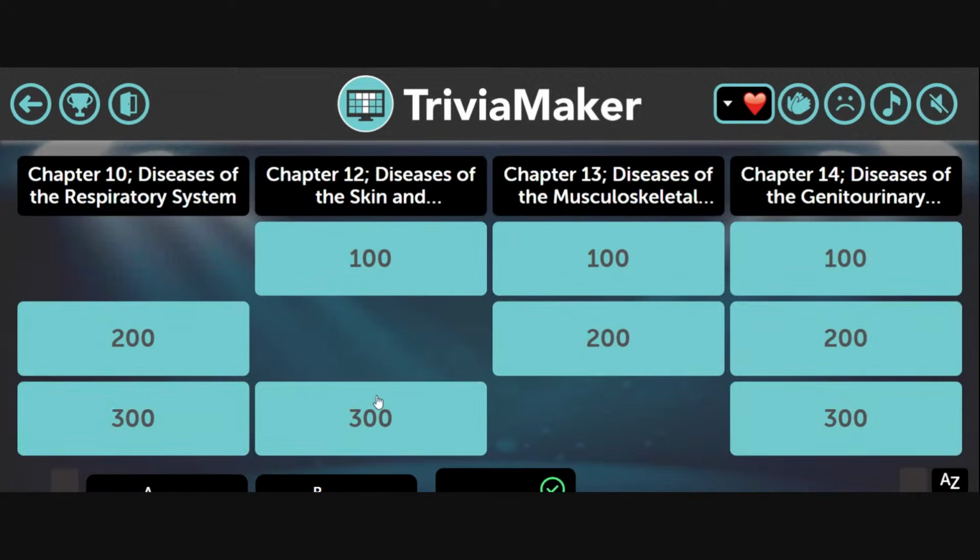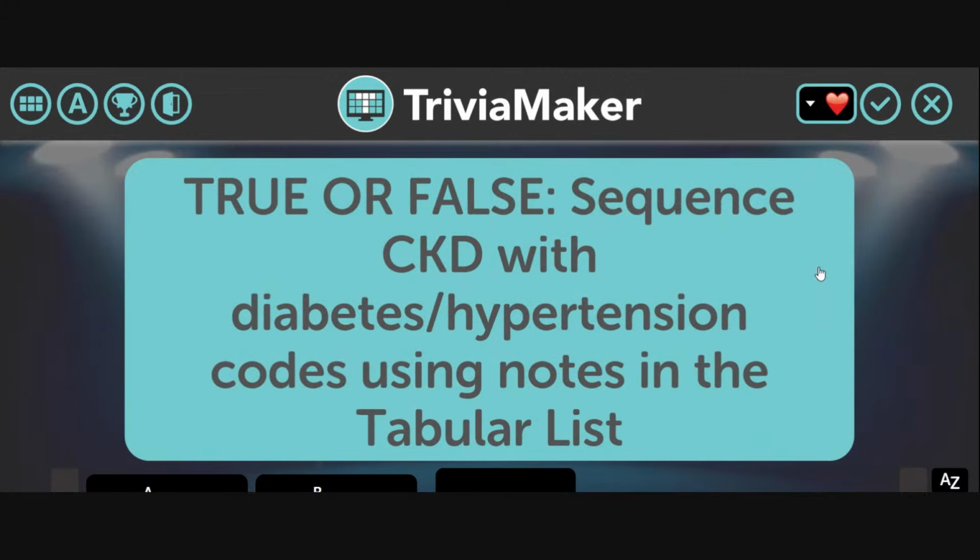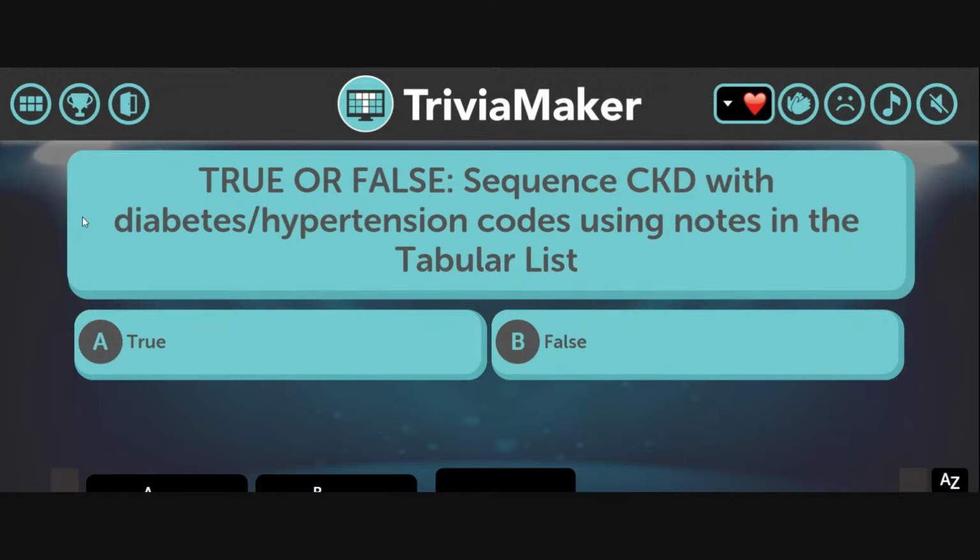All right, let's move on to chapter 13 or chapter 14. I don't know what I'm saying today. Okay, chapter 14, diseases of the genitourinary system. Okay, true or false? Sequence CKD or chronic kidney disease with diabetes or hypertension codes using notes in the tabular list. True or false? You guys got this one. I'll give you a few seconds.